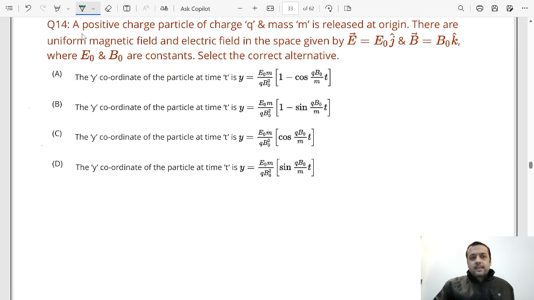Let us look at this question. This is a positive charge particle of charge Q and mass m, which is released at origin. There is a uniform magnetic field and electric field in this space, and the electric field is along the j cap, magnetic field is along the k cap. We have to find the y coordinate as a function of time.